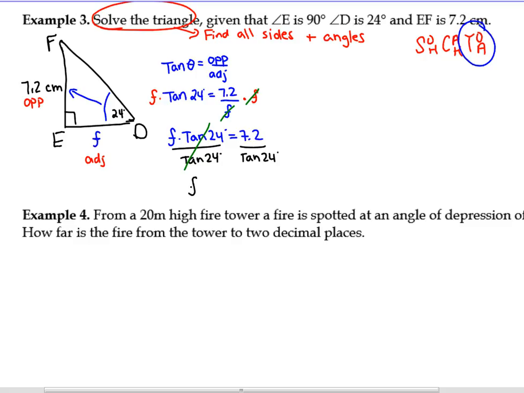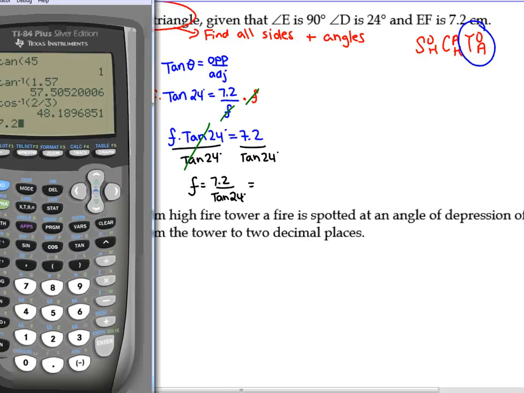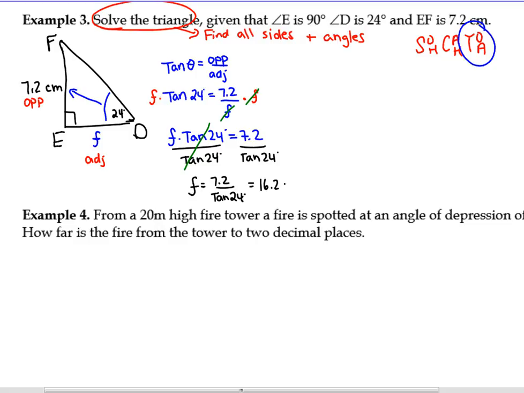That's what we want to type in our calculator: 7.2 divided by tan 24. Okay, now, does it say to the nearest anything? Well, they give their information to the nearest tenth, so we'll answer to the nearest tenth: 16.2 centimeters. Now, if I'm going to use that 16.2 again, I'm going to use the exact value.